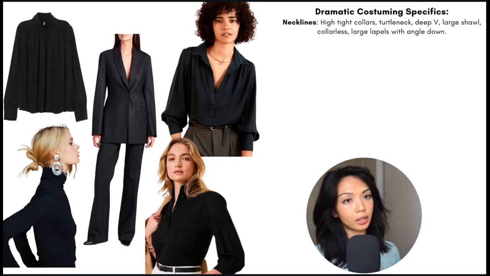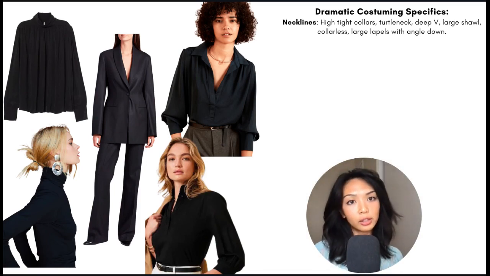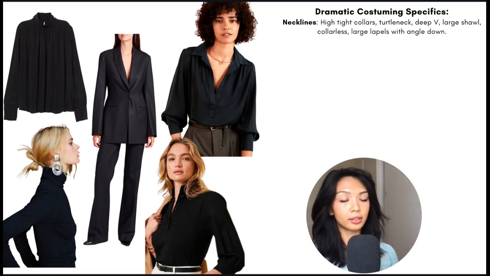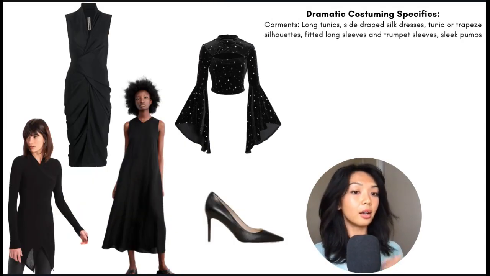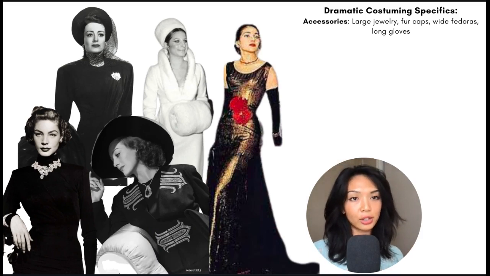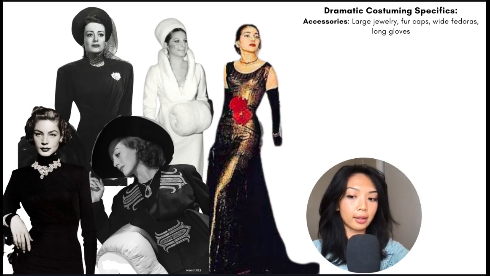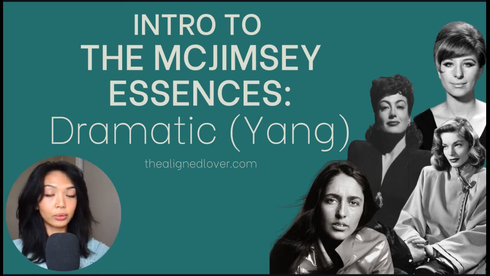More specific costuming elements include necklines like high, tight collars, turtlenecks, deep V's, large shawls, collarless blouses, large lapels with a very downward angle. Other garments include long tunics, side draped silk dresses, tunic or trapeze silhouettes, fitted long sleeves or trumpet sleeves, and sleek pumps. And some accessories mentioned include large jewelry, fur caps, wide fedoras, and long gloves. These are all really great accessories for emphasizing that dramatic or theatrical element that is just so becoming on the dramatic.